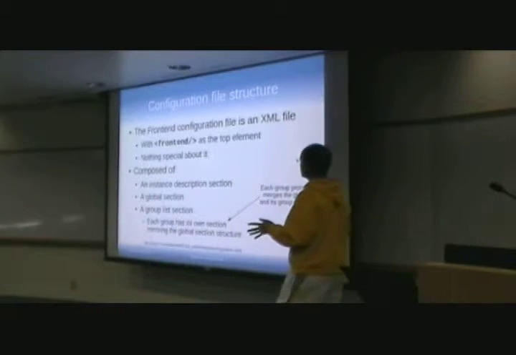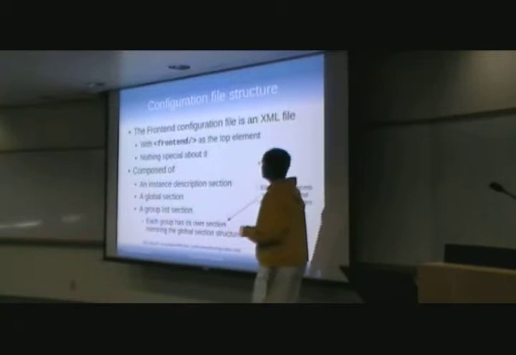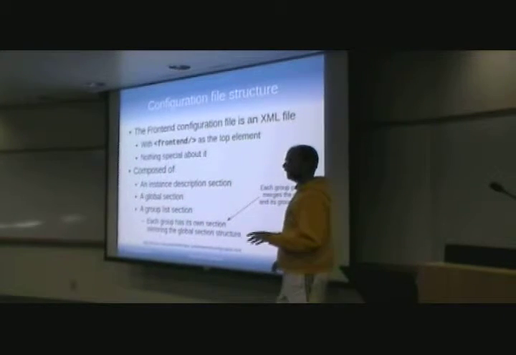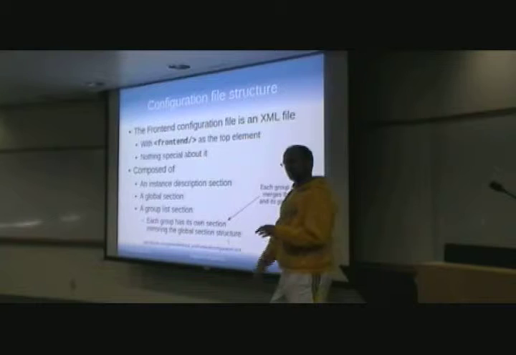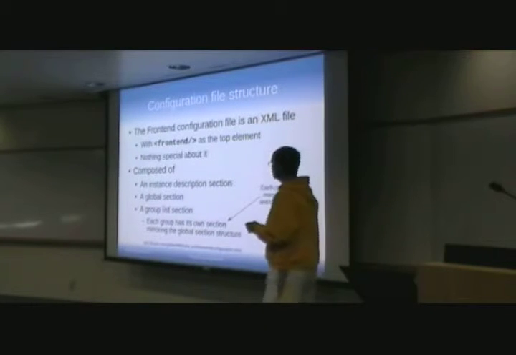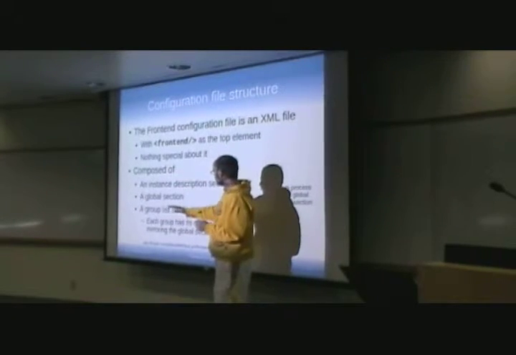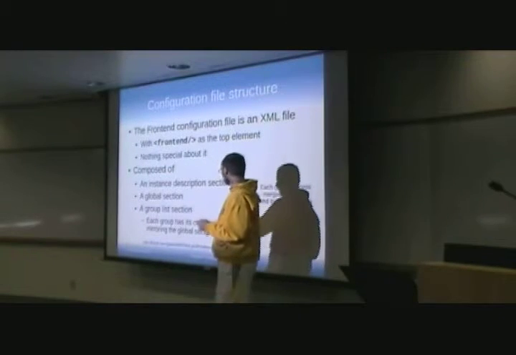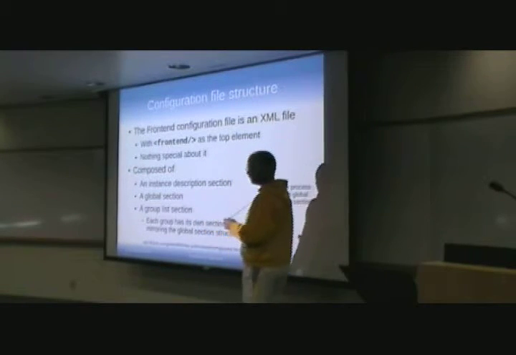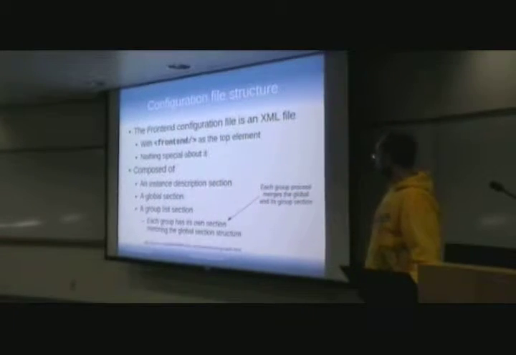So for starters, the front-end configuration file is just an ordinary XML file that uses frontend as the top element, and there's nothing really special about it. Any XML editor should be able to read it, and if you import it in Mozilla, it's actually nicely indented for you. This file is composed of essentially 3 logical groups: an instance description section, a global section, and a group list section, where each group has its own section that is similar to the global section structure. You can find a more complete description in that link in the manual.